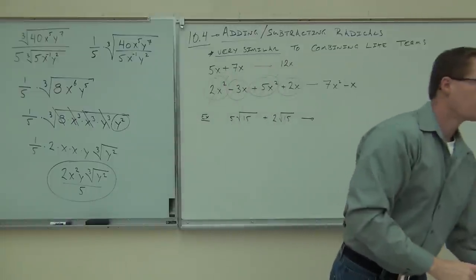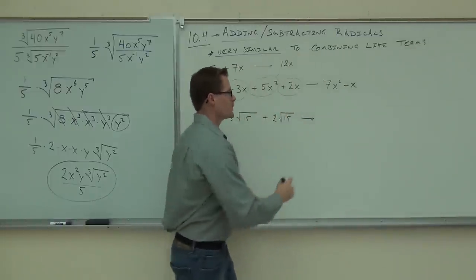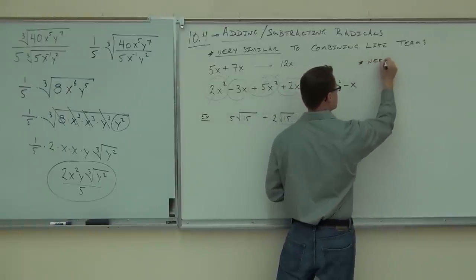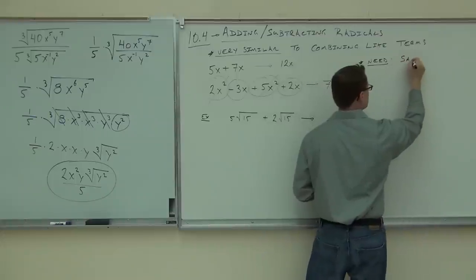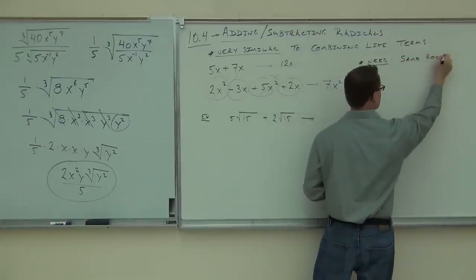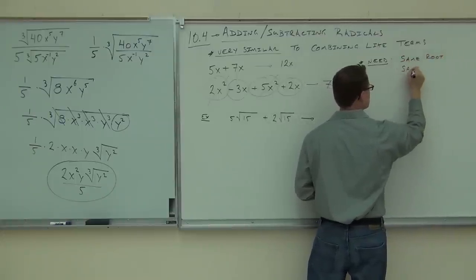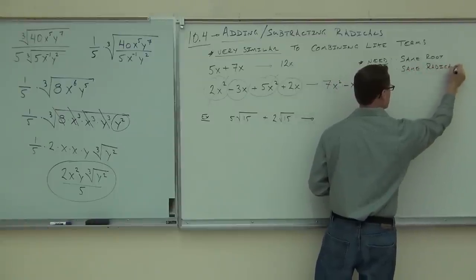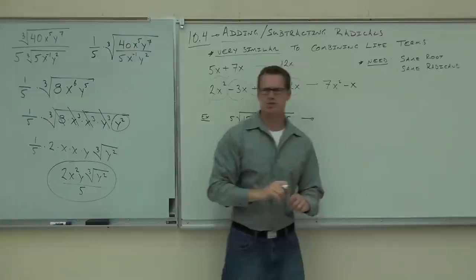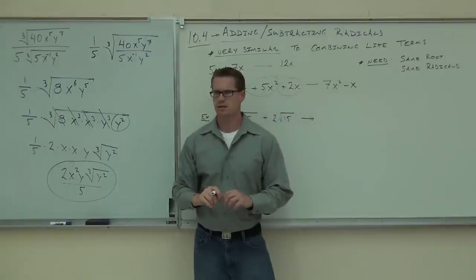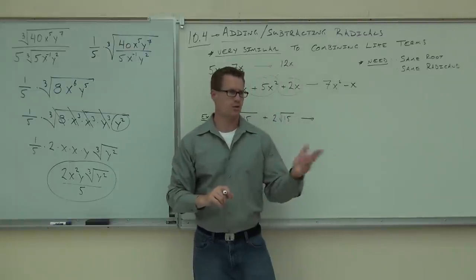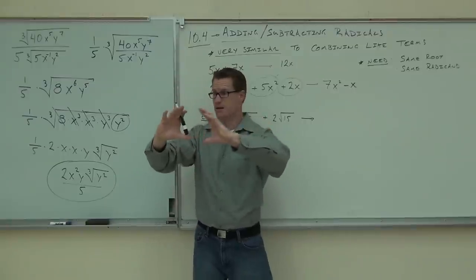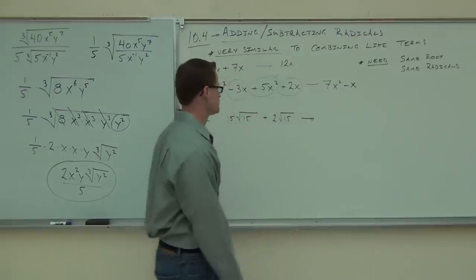Let's look at this one. Remember, we're looking for two things here. We need the same root, same radicand. Do you remember what that word radicand meant? I've been using it a lot up here. Radicand was the number inside the radical. Whatever's inside there is called your radicand. That's right.